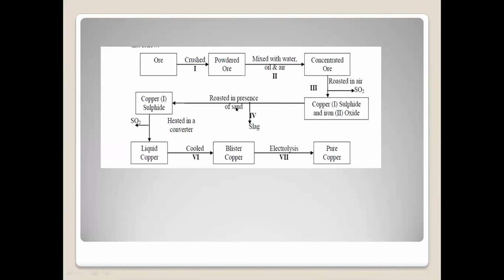What is the fourth stage? Sand. When sand is added, can someone mute? Dagam, please mute. Thank you. Now, step four is roasting in the presence of sand. When sand is added along with limestone, what happens? Slag is removed and copper one sulfide is formed. Can you see the stages? I am slowly teaching you each of the stages. Remember this.